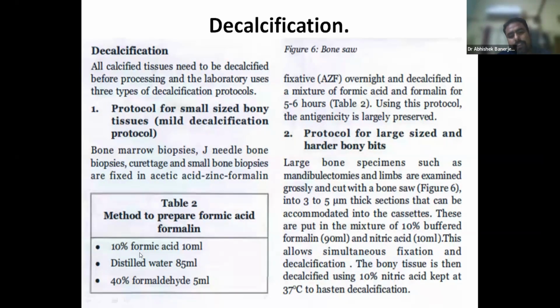So always try with formic acid, formalin, that is 10% formic acid in 10 ml, distilled water 85, and 40% formaldehyde 5. So you can keep it overnight, and every time you take a very sharp instrument and just prick it, twice daily after 2 days, and you can gradually see how it is. But if in a small piece of tissue you can see that there is a small bit of calcification, obviously you cannot go for the entire decalcification. So what you can do is spot decalcify it with nitric acid and you can go ahead.